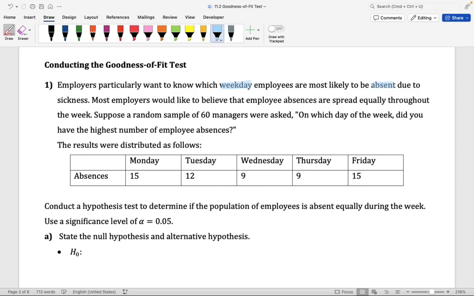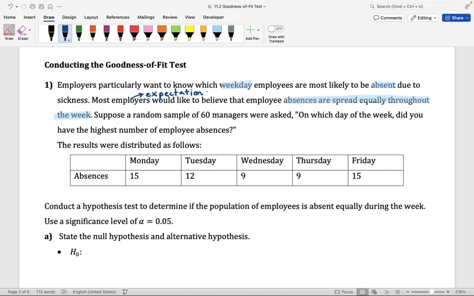And here it says most employers would like to believe that the number of absences are equally spread out. So think about it. This is the expectation. With this expectation, we're saying the probability of someone calling in sick on Monday is the same as the probability of someone calling in sick on Tuesday, which is the same as the probability of someone calling in on Wednesday and Thursday and Friday. So we're expecting to see the same count for each day: Monday, Tuesday, Wednesday, Thursday, Friday. Okay? So here is an expectation that we have.